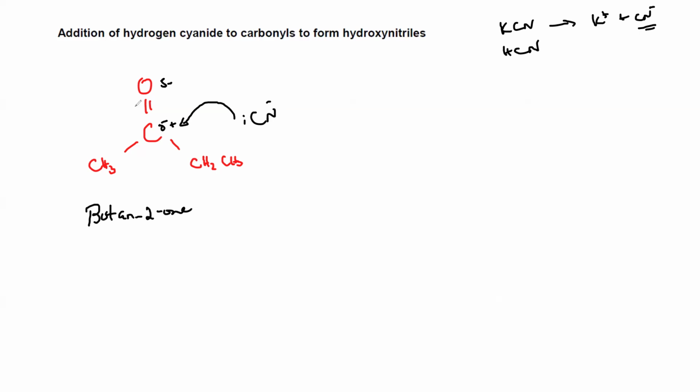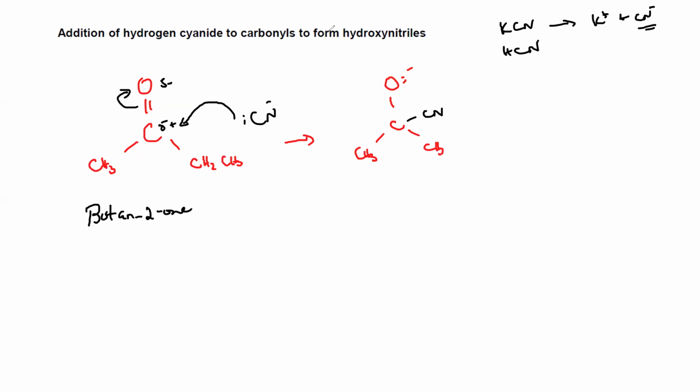Oxygen will take both of these electrons. So as a result, what will we have? The first stage we'll have C, oxygen is there with a negative charge. We have CH3, we have CH3, and we have CN.